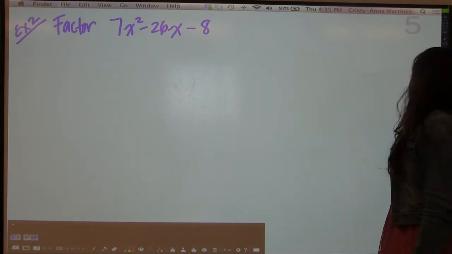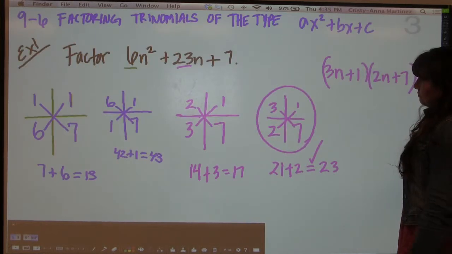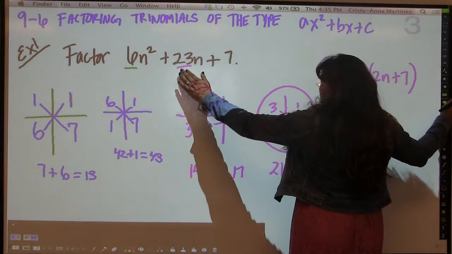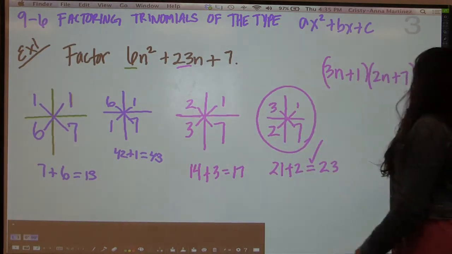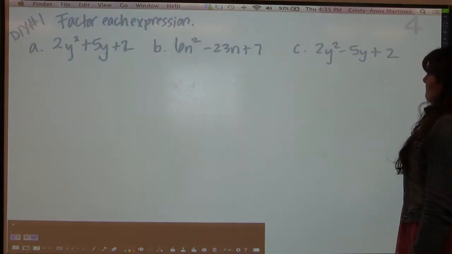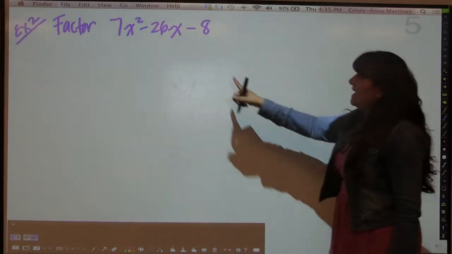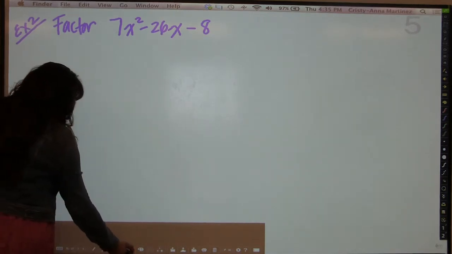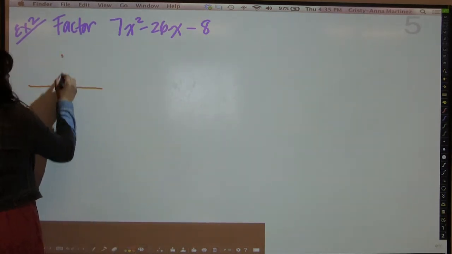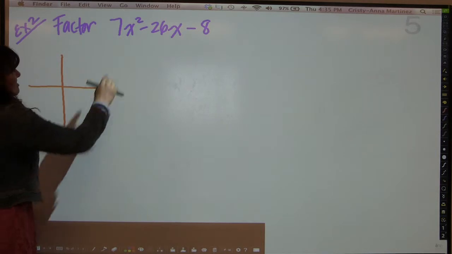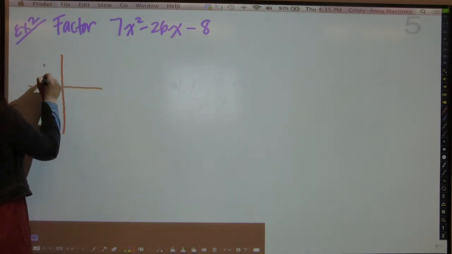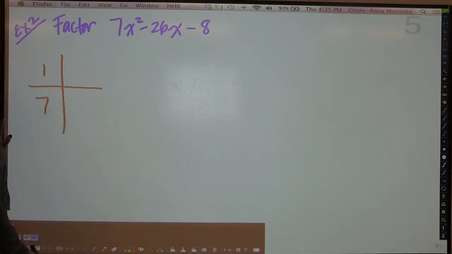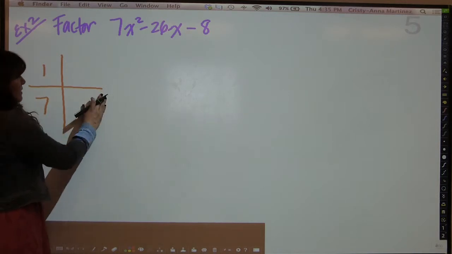So the first example that we did, these are both positive and positive. So now what I'm going to show you is where it's negative, okay? But again, it's the same process. 7 is a prime number, so really I only have one choice for the 7. The factors of 7 go on the left, and the only options are 1 and 7 because it's a prime number. But I do have options for 8.